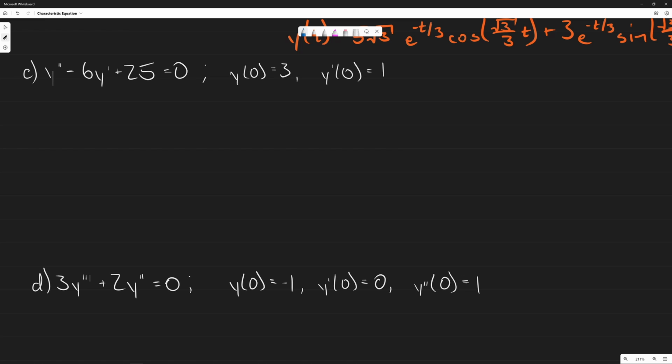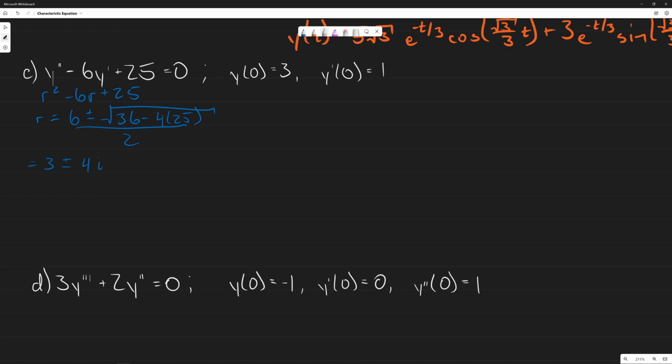So this one, as usual, we're just going to do the characteristic equation. So r squared minus 6r plus 25. I can't think of a way to factor this, so we're just going to use the quadratic formula. r is equal to 6 plus or minus the square root of 36 minus 4 times 25, all over 2. This will give us 3 plus or minus the square root of 36 minus 100, which is the square root of negative 64. The square root of negative 64 is 8i, divided by 2 is 4i.